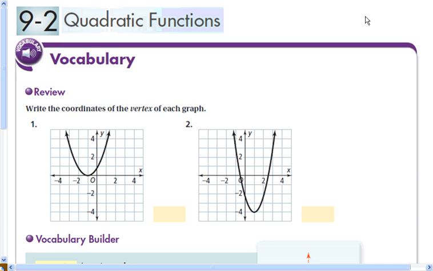Hey students, this is lesson 9-2, quadratic functions. We're going to learn how to graph quadratic functions in standard form, which is y equals ax squared plus bx plus c. That's standard form.